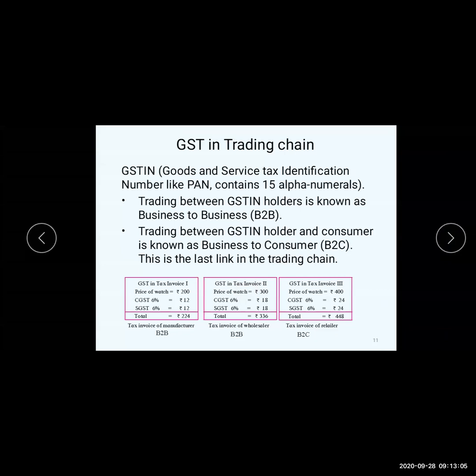Now see here the tax invoice of the retailer, the one who is selling the watch at rupees 400 to the customer. So see, CGST is 6%, that is rupees 24, SGST 6%, rupees 24, total will be 448.